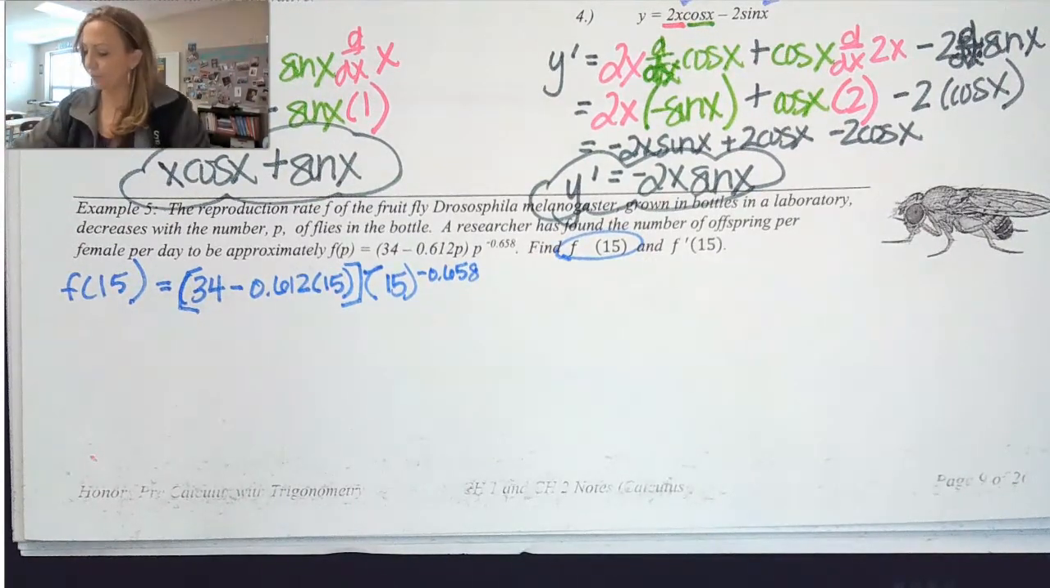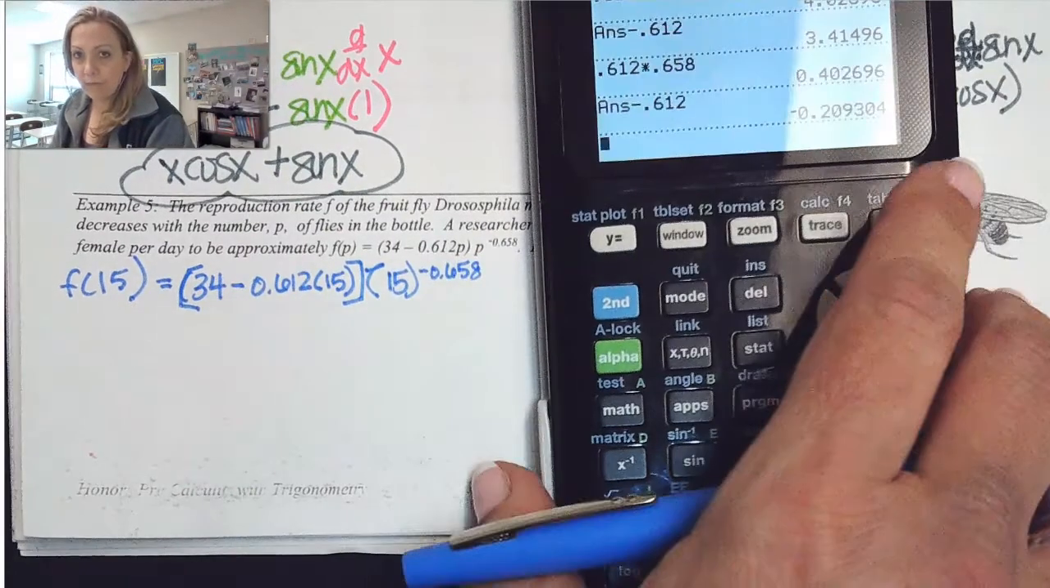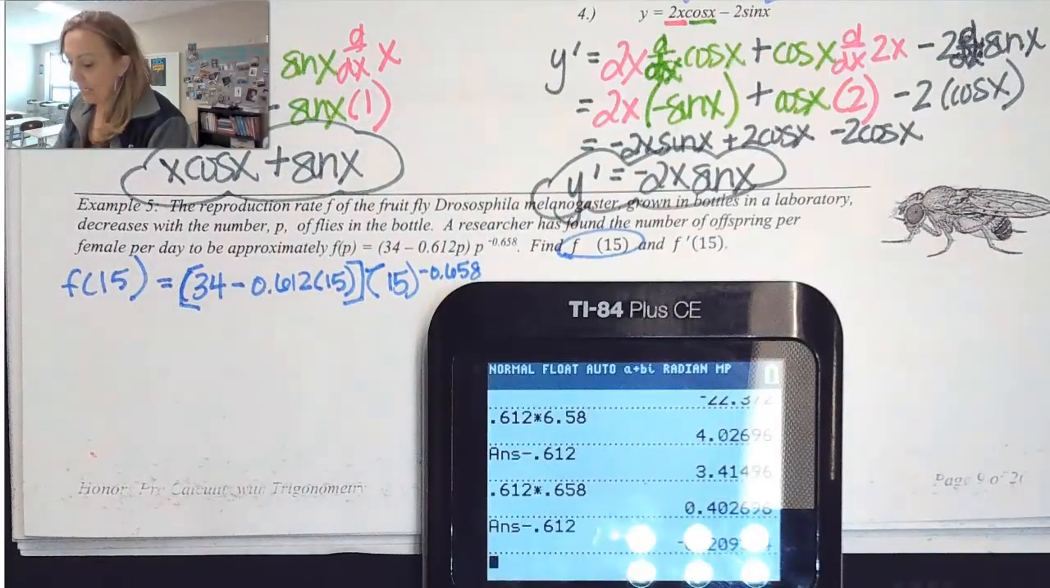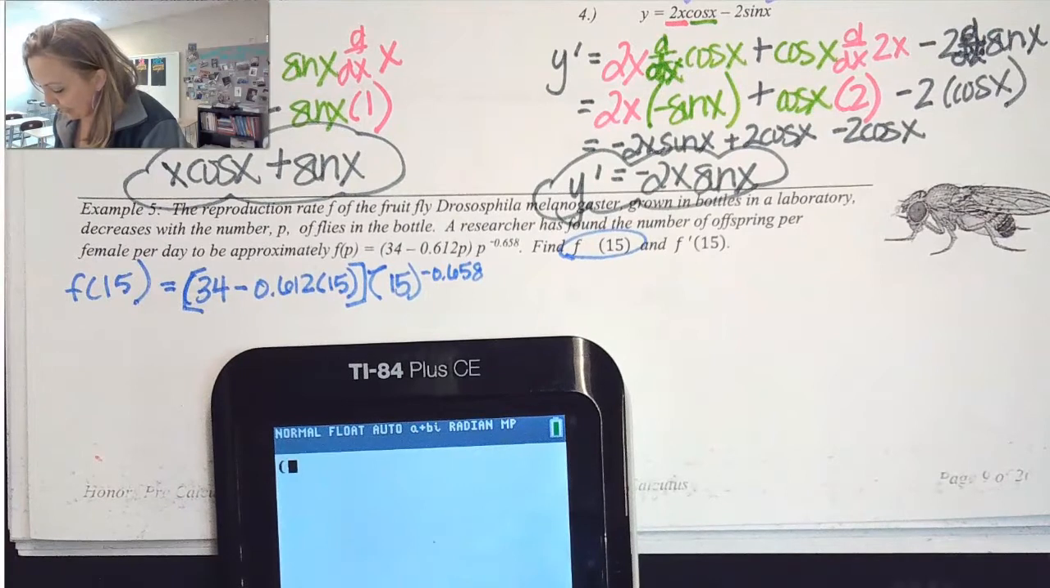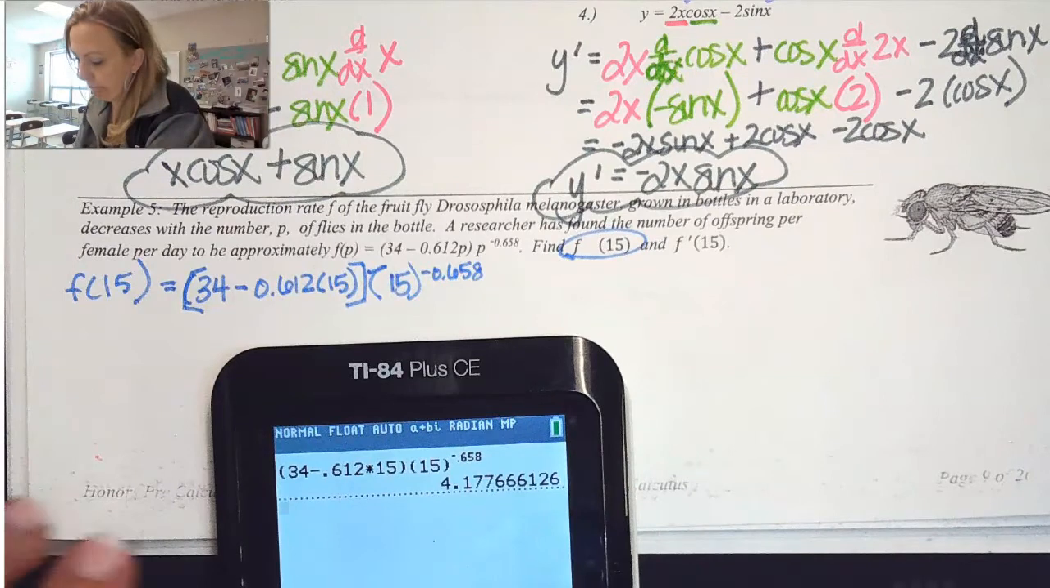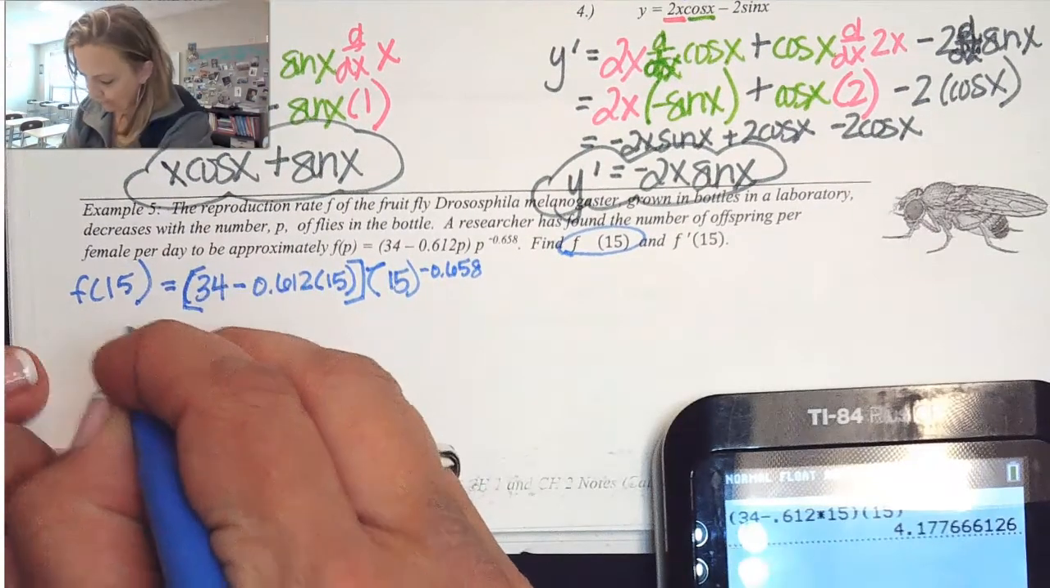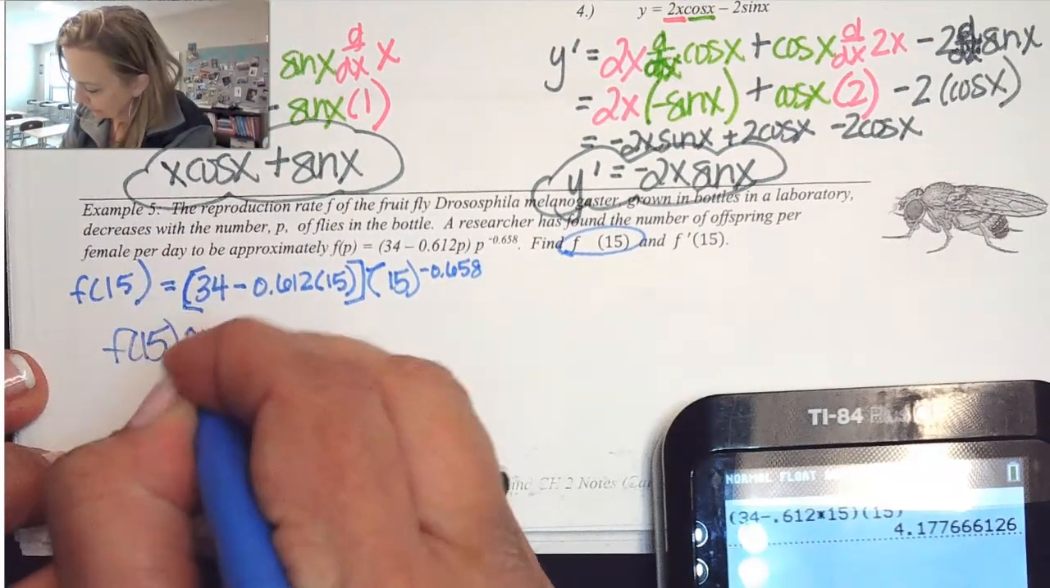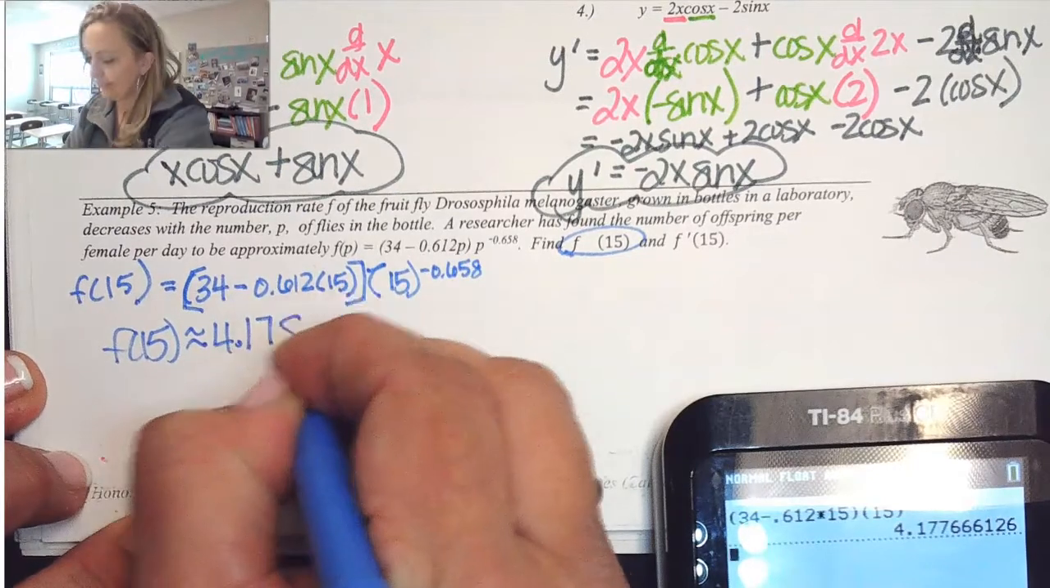Let's see if I get glare today, always. So we're going to take 34 minus 0.612 times 15, and then times 15 raised to the negative 0.658. So that gives me about 4.178. So f of 15, make sure I got this right, is 4.178.